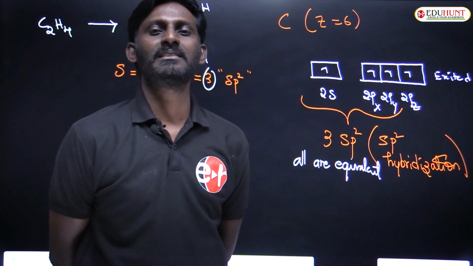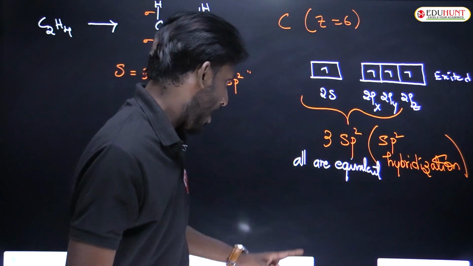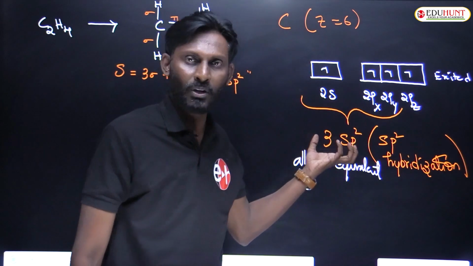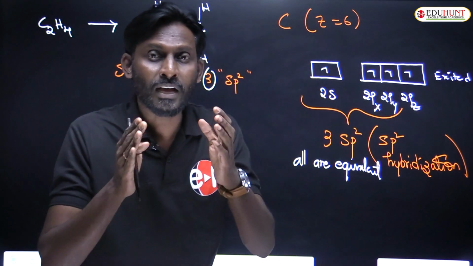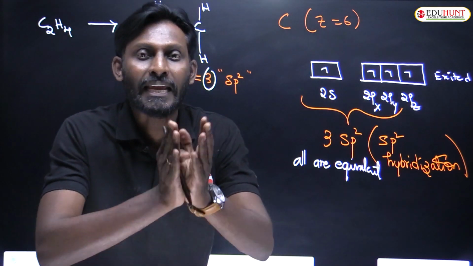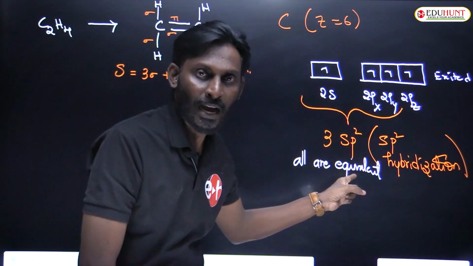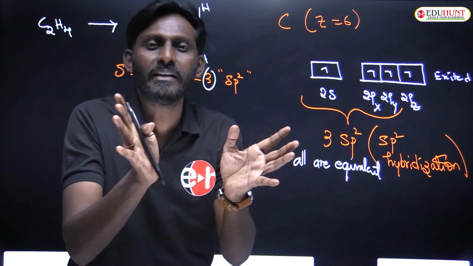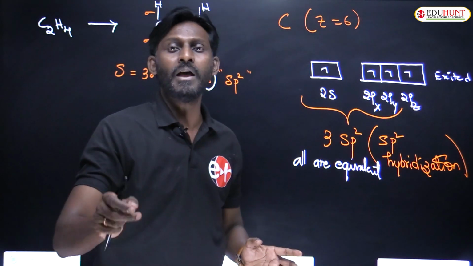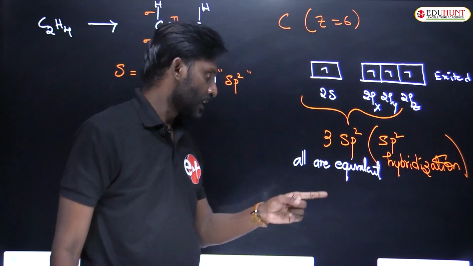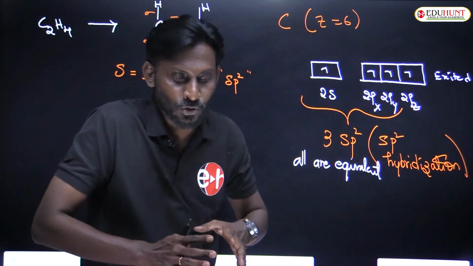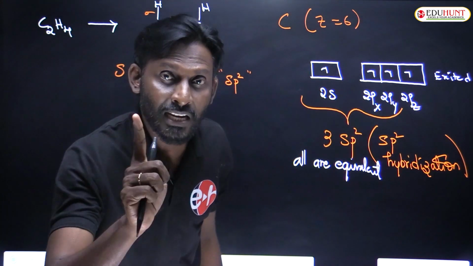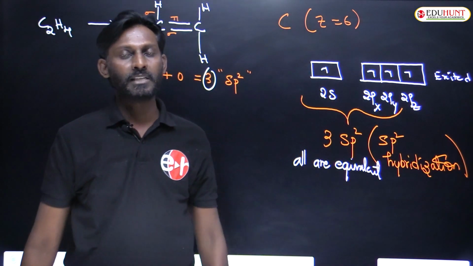Sir, what is the next step, sir? The next step is, after the formation of 3 hybrid orbitals, or whatever number of hybrid orbitals, those hybrid orbitals have to be arranged in space. Those hybrid orbitals have to be oriented in space in such a way as to have minimum repulsion between them. There are 3 hybrid orbitals. These 3 hybrid orbitals have to be arranged in space in such a way as to have minimum repulsions between them.